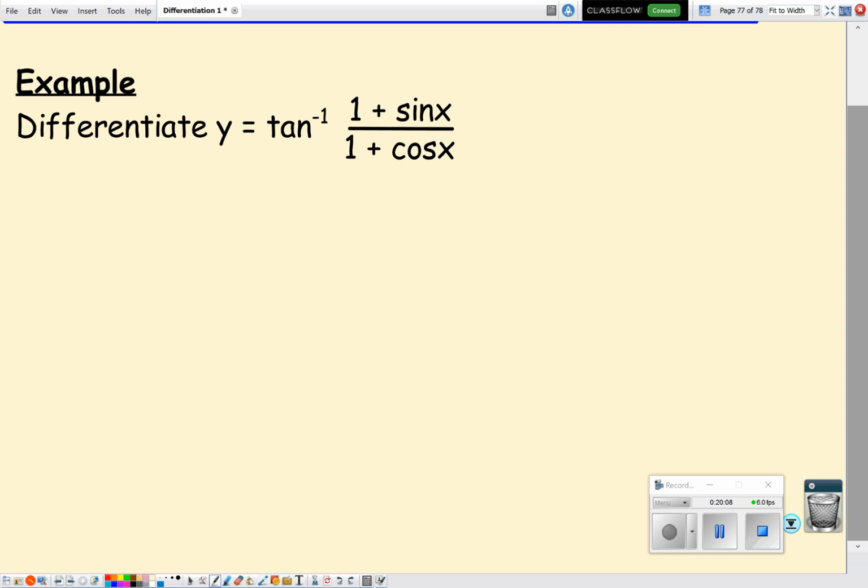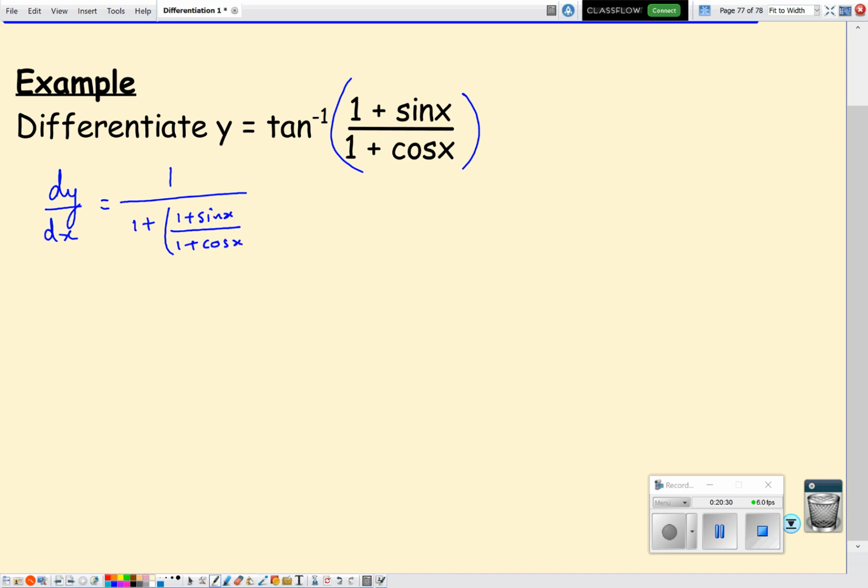If you were to start differentiating this, you might start off with dy by dx equals, well, it's inverse tan, so that's going to be 1 over 1 plus all of this squared. So we're going to have 1 plus sine x over 1 plus cos x, squared, times, blast it, times the derivative of this. You've got to be kidding.